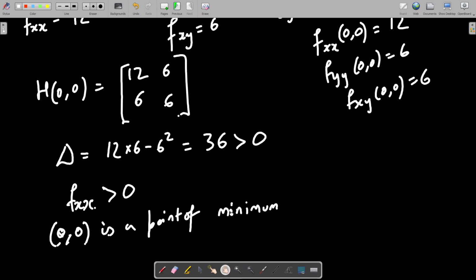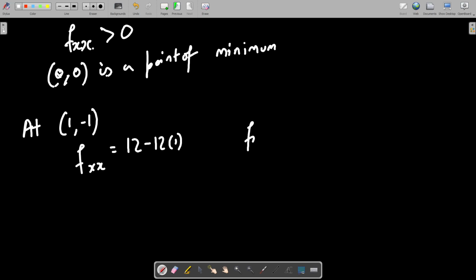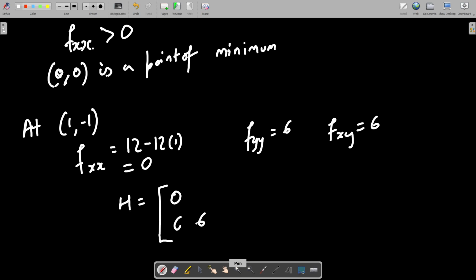Now the next point at (1, -1). At (1, -1), what is fxy? It will become 12 minus 12. These are constants, they are not affected by which point we talk about them. This quantity turns out to be 0. So the Hessian over here is 0, 6, 6, 6, right?